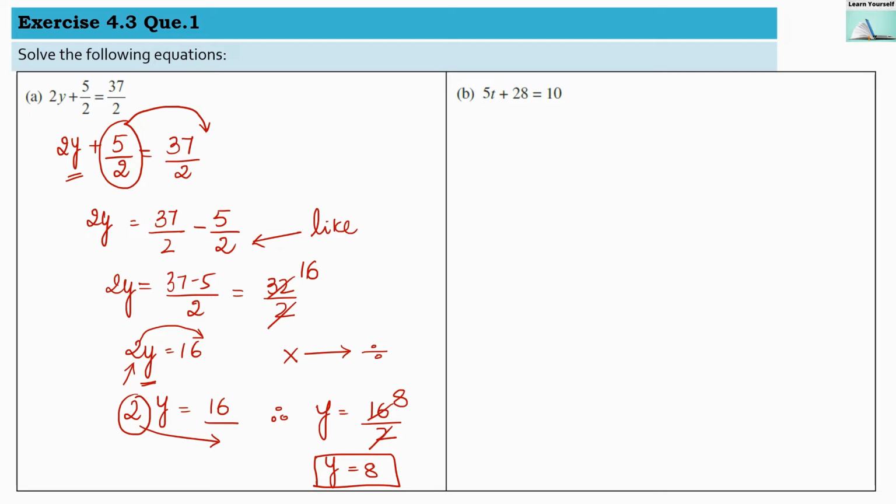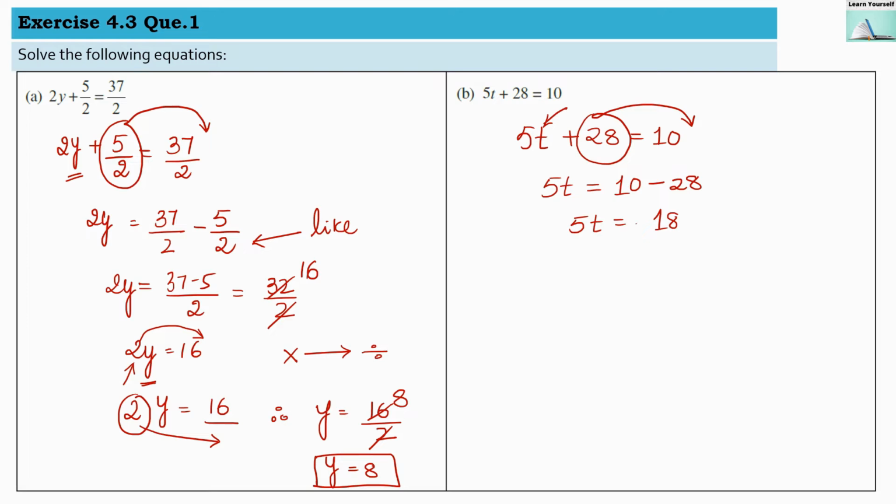Second, equation B. 5t plus 28 equals 10. This is our equation. We have to separate variable t. So for that, this 28 we have to shift towards LHS. It is positive, so once it changes its side, it will become negative. So we will get 5t equals 10 minus 28. So we will get 5t equals 18, but this 18 is going to be negative because the bigger number has a negative sign.